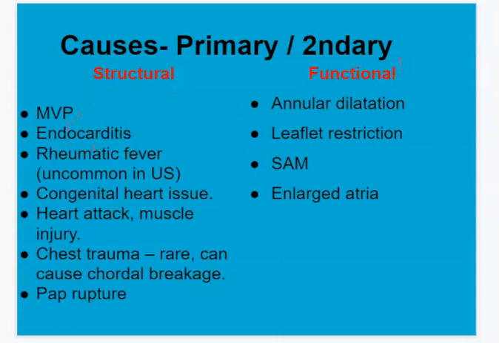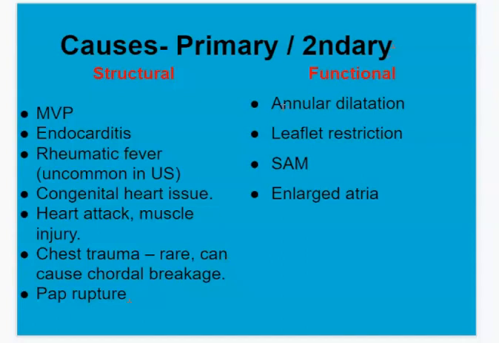Mitral valve prolapse is probably the most common structural problem with the mitral valve. Carditis, rheumatic fever, which we don't see too much in the U.S., although I do follow a patient in our lab, who's a friend of mine, actually, and she has rheumatic MS. Some sort of congenital heart issue, maybe, or a heart attack, muscle injury, where a papillary muscle is taken out and a cord is flail, or just kind of hanging out there. Some sort of trauma, papillary rupture, again with a heart attack, something like that.